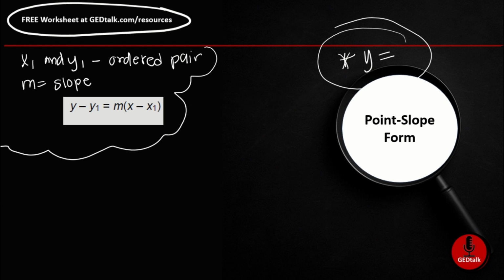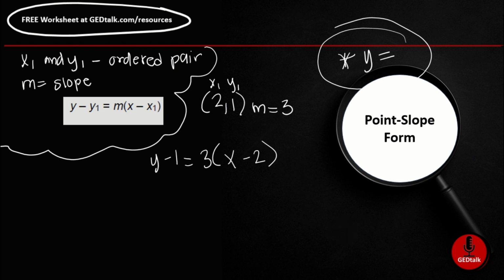Let's look at another example. So if they give you the ordered pair 2, 1, and they tell you the slope is 3, okay, I'm going to label because it makes my life easier. So I have y minus 1 equals m, which I know is 3, times x minus 2. So I'm going to distribute the 3. So I have y minus 1 equals 3x minus 6.